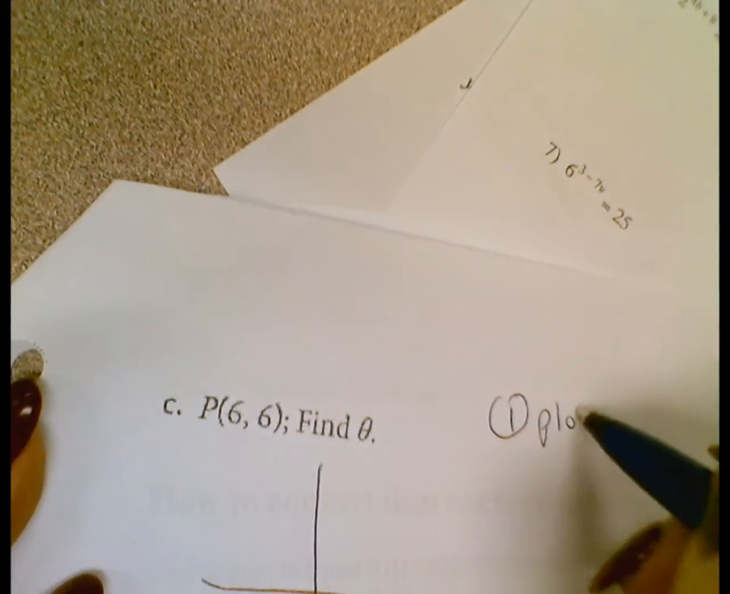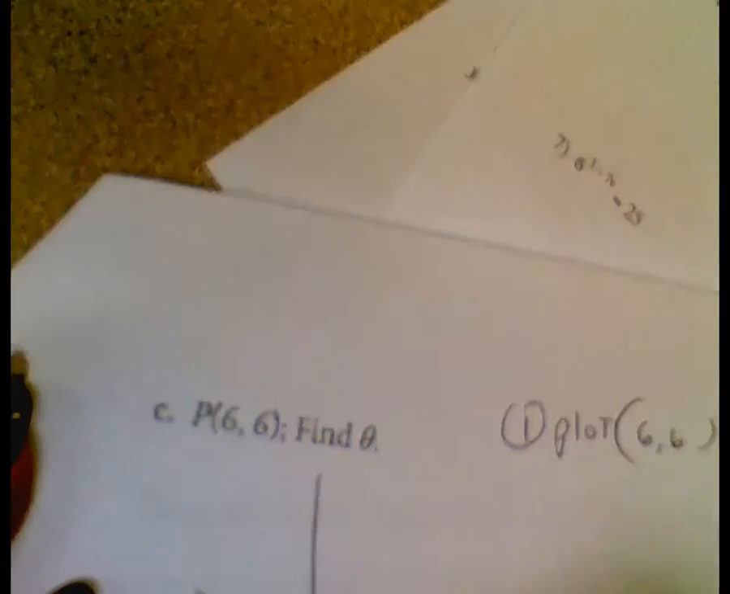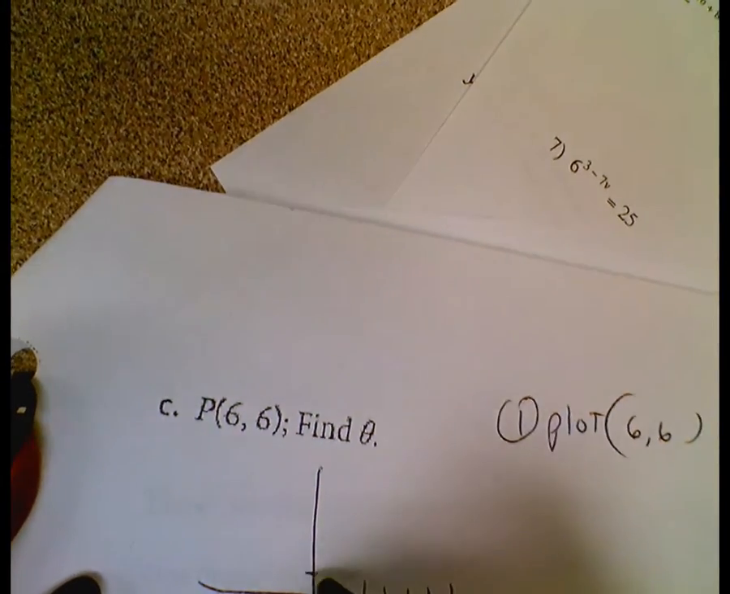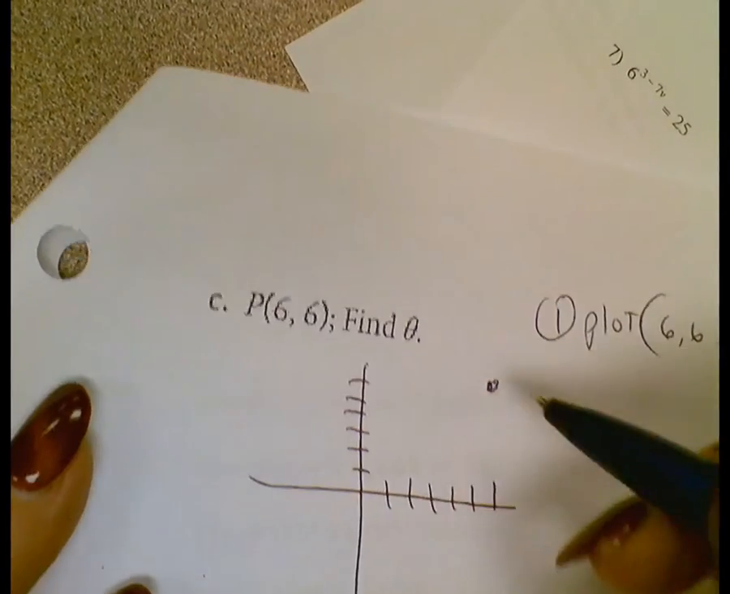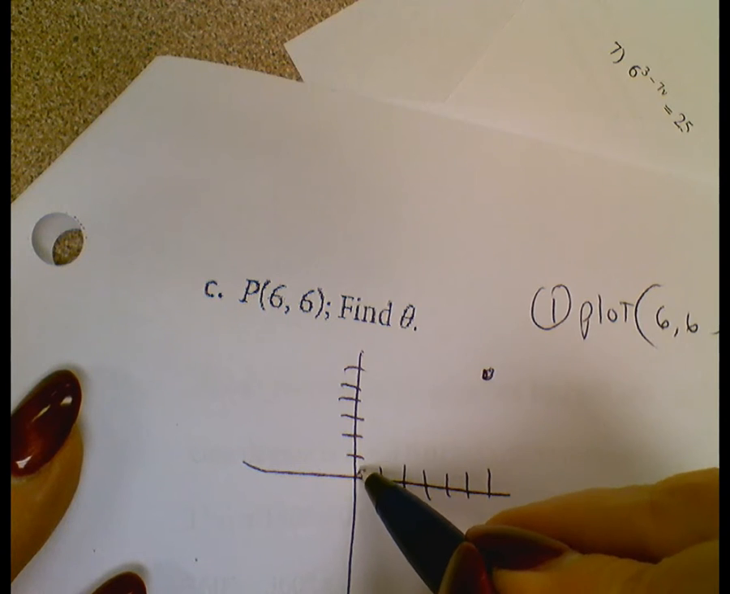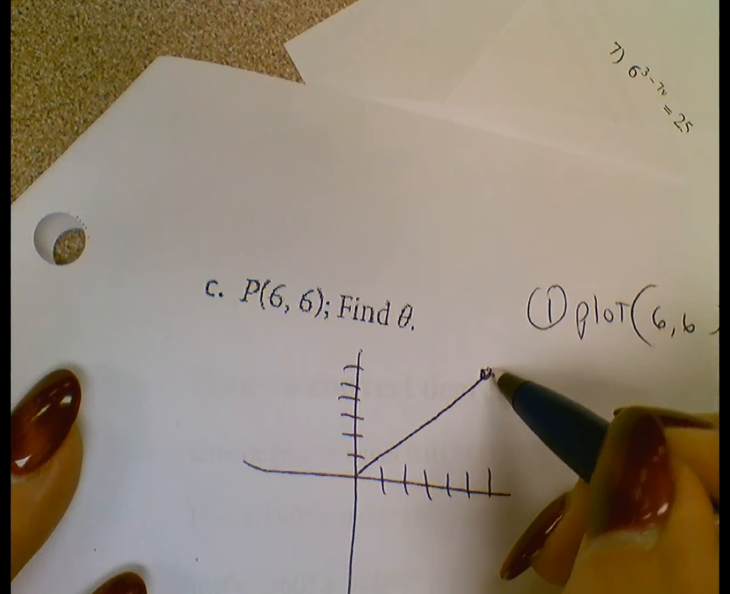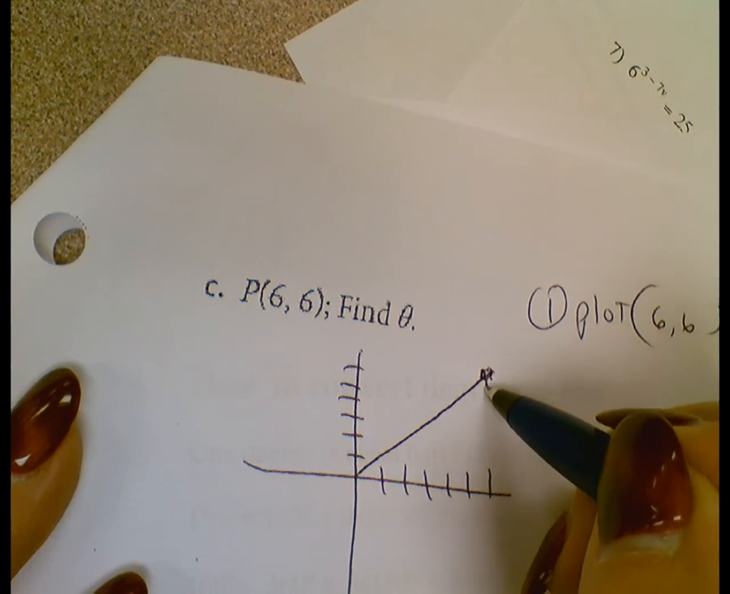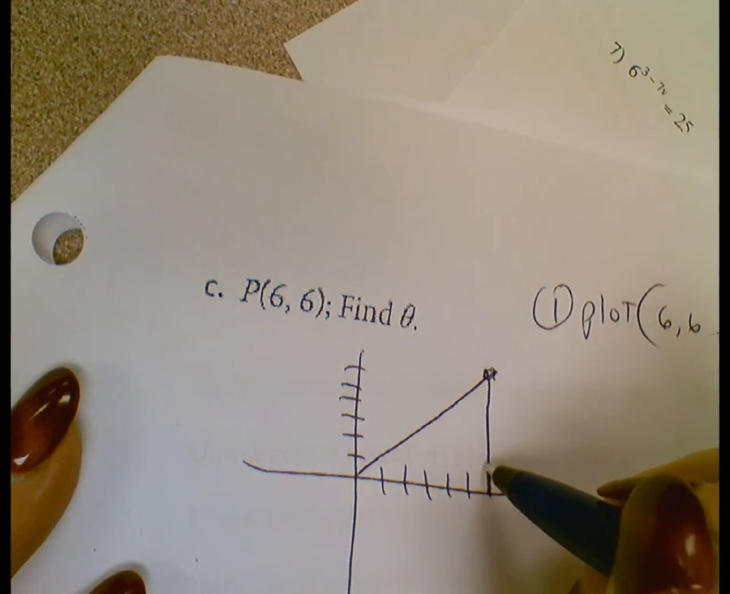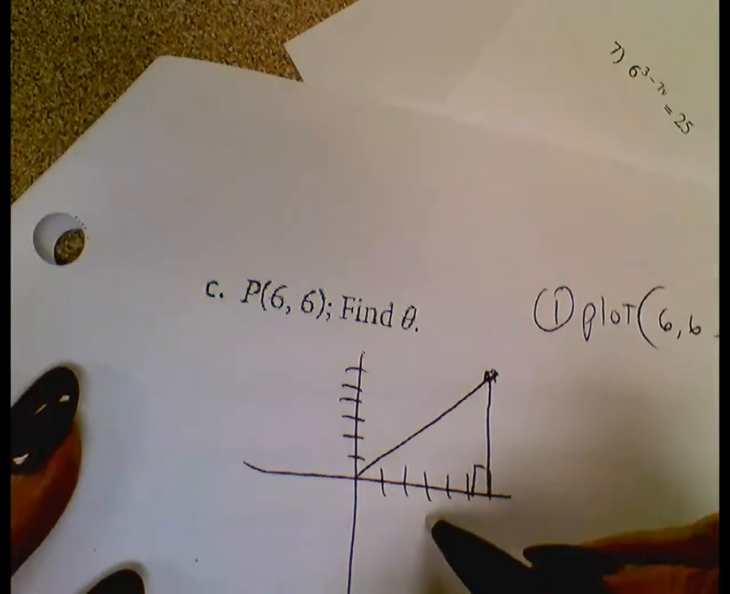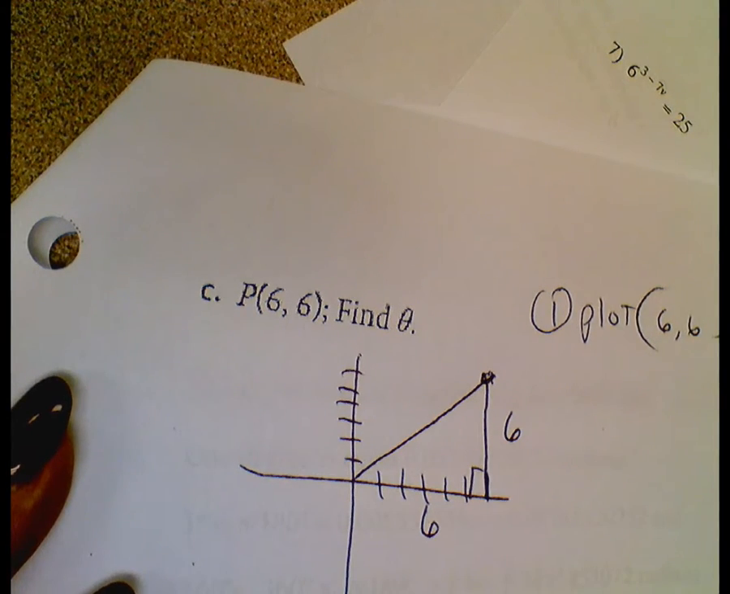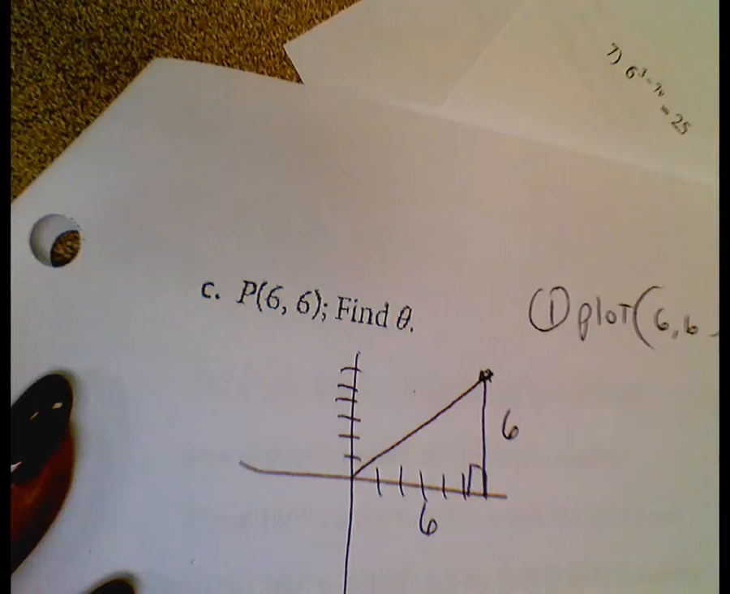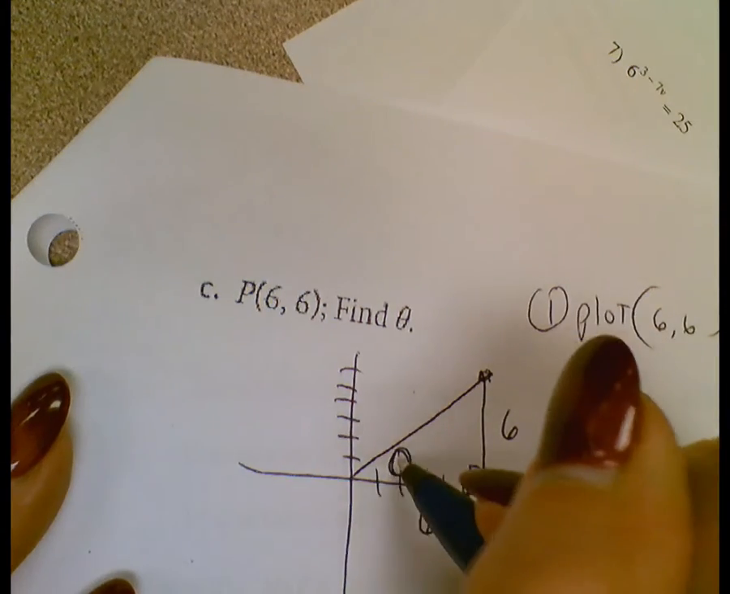Plot 6, 6. 1, 2, 3, 4, 5, 6. 1, 2, 3, 4, 5, 6. Draw a point and draw the terminal hypotenuse ray from origin out to that point 6, 6. Draw a reference triangle to the closest x-axis. And let's label our sides. X is 6, Y is 6. I don't know this, and I'm not asking for that. I'm asking for the angle this time.